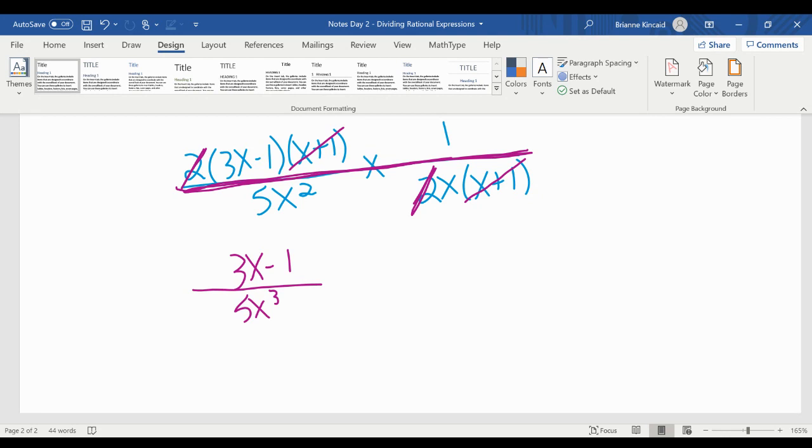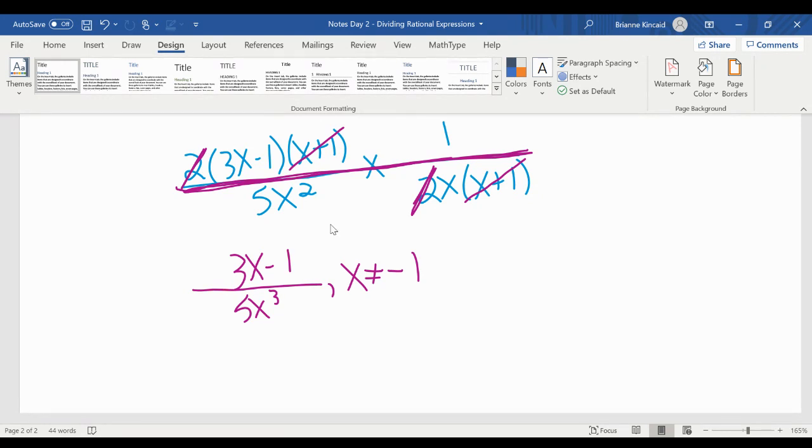And we want to think about our excluded values. Start with the easy thing. We've crossed out an x plus 1. That's an excluded value of negative 1. We did eliminate a 2 from the numerator and the denominator, but because it didn't have a variable with it, we don't count that as an excluded value. That's just simplifying a fraction down.